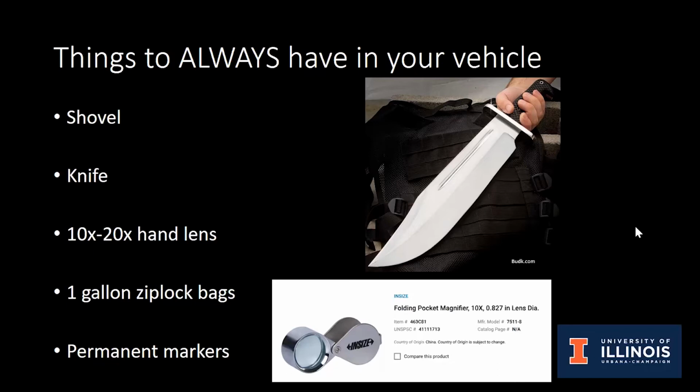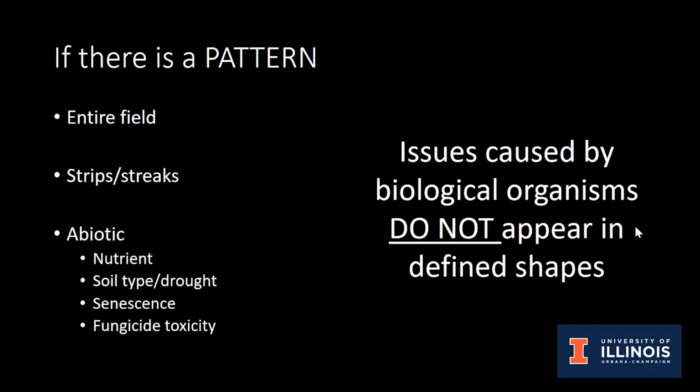If you find something interesting or you aren't sure of what you have, you're going to want to send these off to, say, a diagnostic clinic like the University of Illinois Diagnostic Clinic or Iowa State or wherever you may be. So having Ziploc bags on hand and markers where you can write that down can be very helpful, especially if you're collecting many samples over the day. Those are little things you should have in your vehicle so that you can be prepared to properly sample your fields.